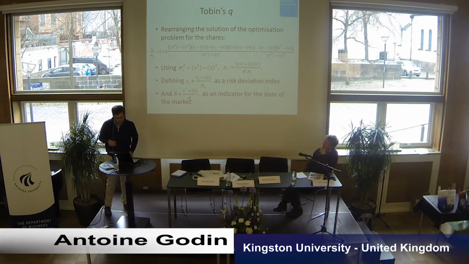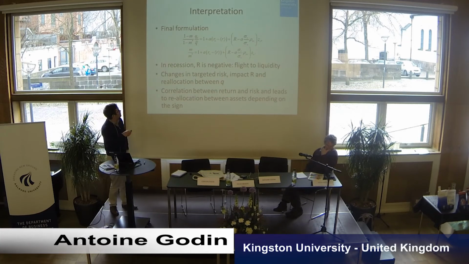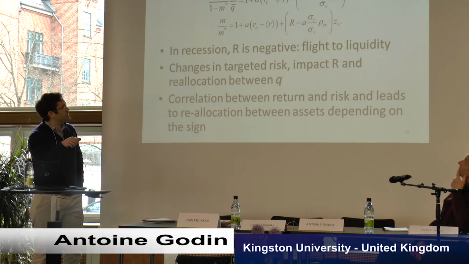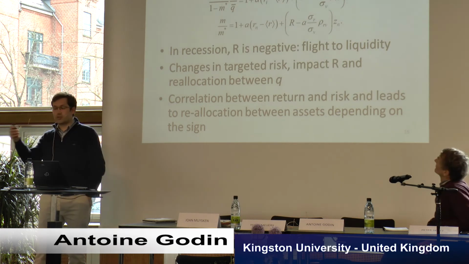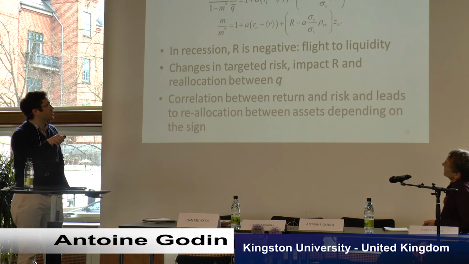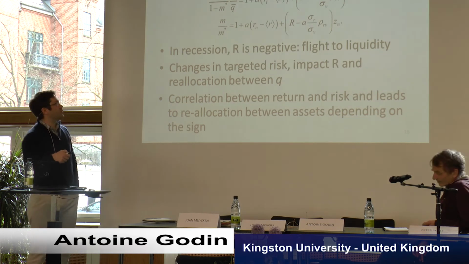The Tobin's Q, what we can show is that the Tobin's Q depends on the difference between how much the current asset's return differs from the average return rate, and then on a term which depends on risk, how much the current asset's risk is different from the average risk in the market. What is interesting is that the R term here characterizes the market. In a bull market, in a booming economy, R is going to be large and positive. In a recession economy, R is going to be negative.